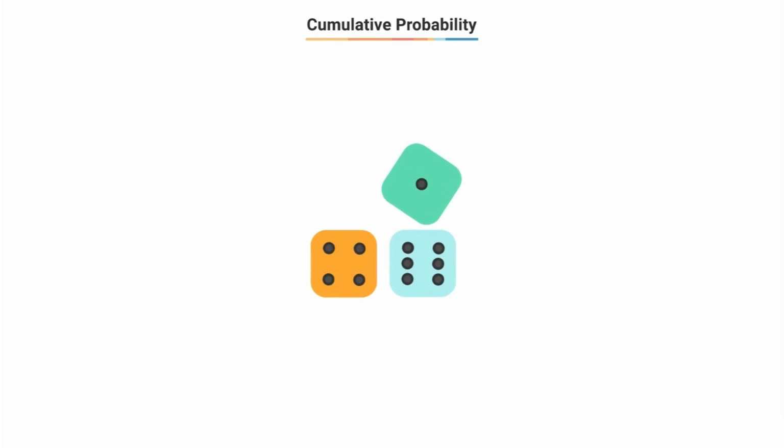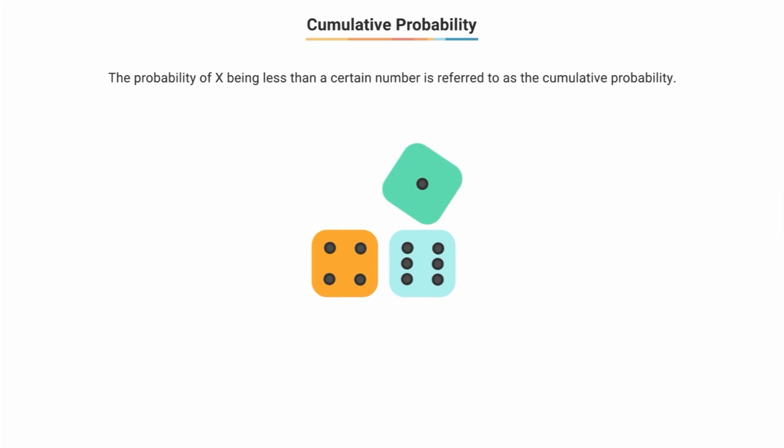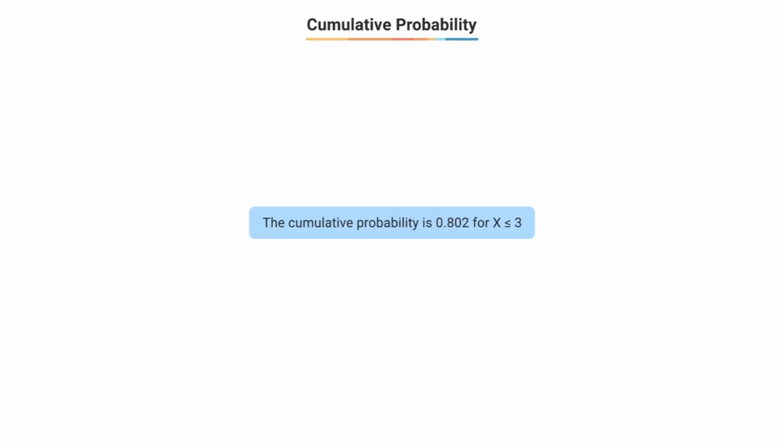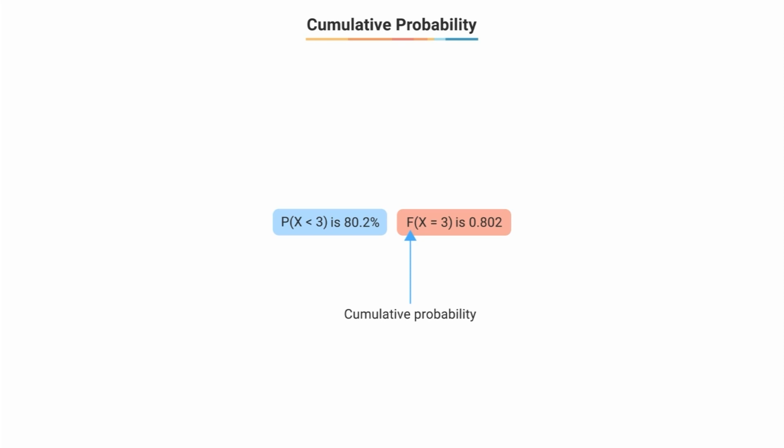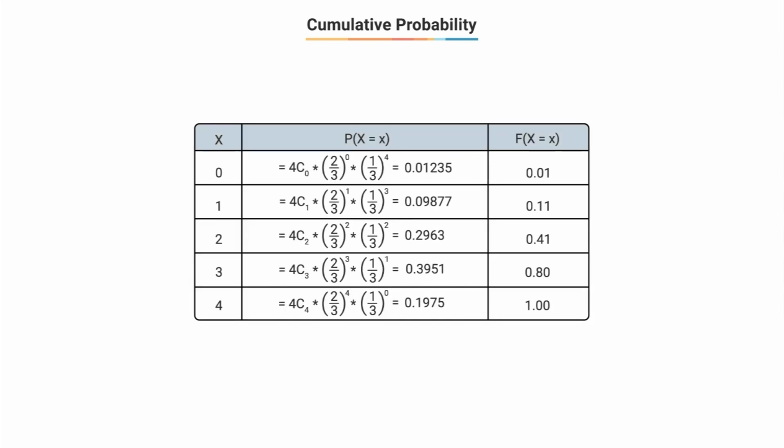These kind of probabilities are very frequently calculated in real life. So any probability where we have to determine the likelihood of x being less than a certain number is called cumulative probability. For example, 0.802 is the cumulative probability for x less than equal to 3. And instead of saying probability p of x less than 3 is 80.2%, we can use f of x equal to 3, that is 0.802, where f represents the cumulative probability. Similarly, we can calculate the cumulative probability for each value of x and create a table as shown here.